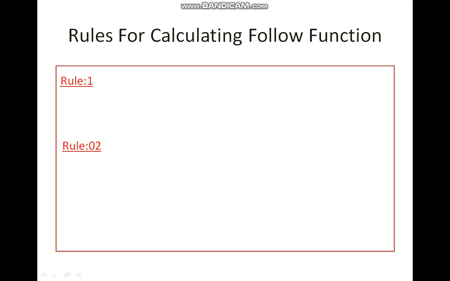Hello everyone, in this video we will see how to calculate follow of variables using rules. In my previous video I discussed how to calculate follow of variables using the generalized method, but in this video I am going to tell you what rules you can use to easily calculate follow of variables for a given grammar. So let's see rule number 1.